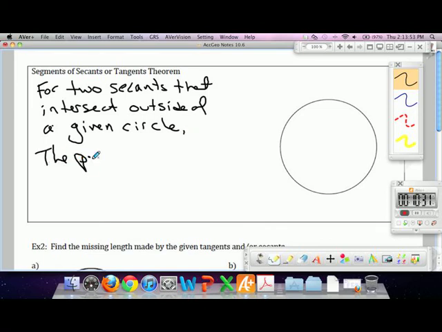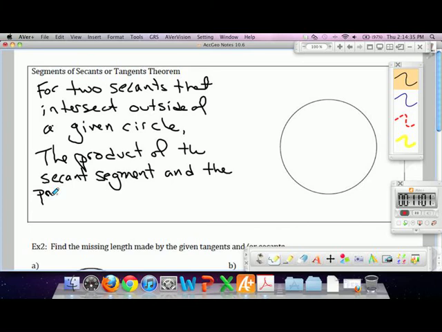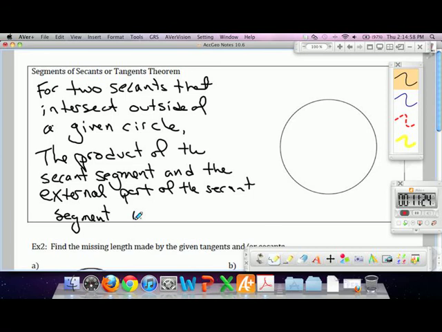The product of the secant segment in the whole part, or the external part, of the secant segment are equal.